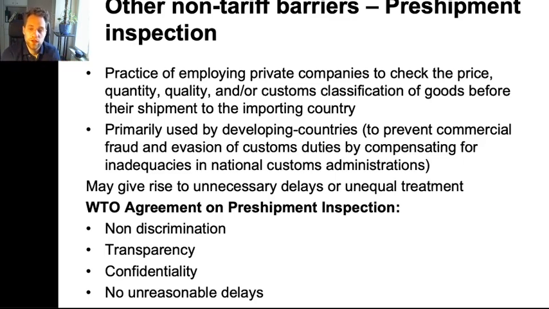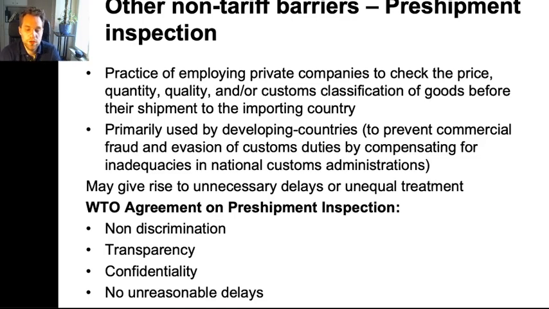Why do they do that? They want to prevent commercial fraud as early as possible, and also prevent producers from evading customs duties. If they themselves have inadequacies in their own national customs administration, it's a very technical term, but you know what I mean. So if you want, for example, to prevent corruption taking place at the border, you say, okay, we'll do that at an earlier stage, and have private companies do that.